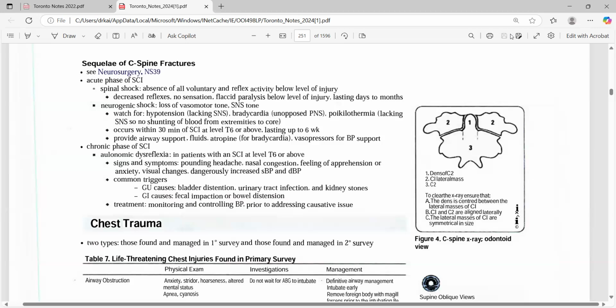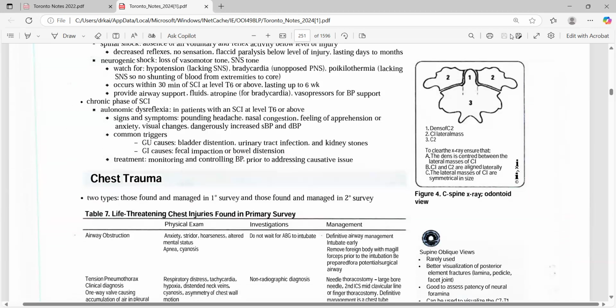So in those cases, what are the presentations? Pounding headache, nasal congestion, feeling of apprehension, anxiety, visual changes, dangerous increase in systolic and diastolic blood pressure. Common triggers are genitourinary and gastrointestinal: kidney stones, distension, infection, fecal impaction. So monitor and control BP and address the causative agent. As a family physician, you are going to be stabilizing that patient and sending them back to where they came from.